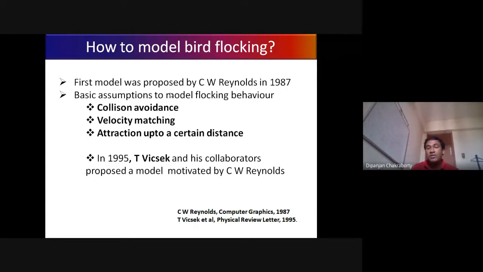That means every bird tries to match its velocity with its neighboring birds. And third, the attraction among the groups. So there should be some attraction up to a certain distance. Otherwise, the pattern will not be there after a certain time. The pattern will diminish.